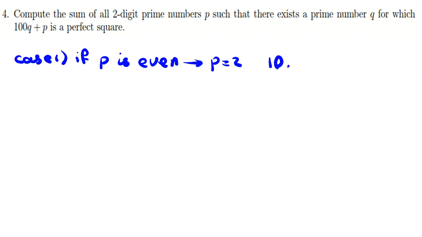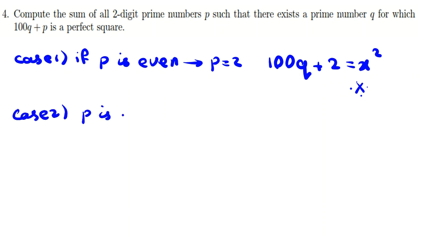And then 100q plus 2 would be a perfect square, but we know that's impossible because it is an even number, and when it is a perfect square it must be a multiple of 4, but 4 doesn't divide that. So that's a contradiction. So we have only case 2: p is odd.